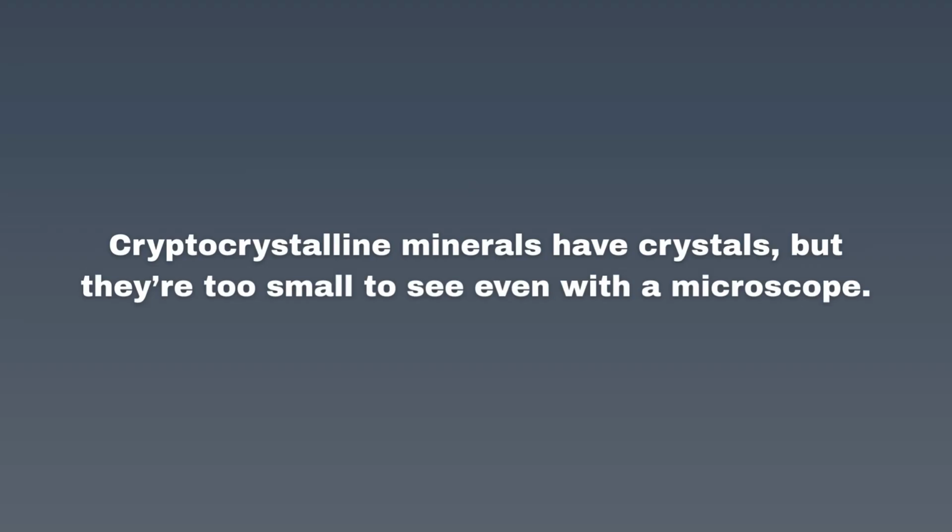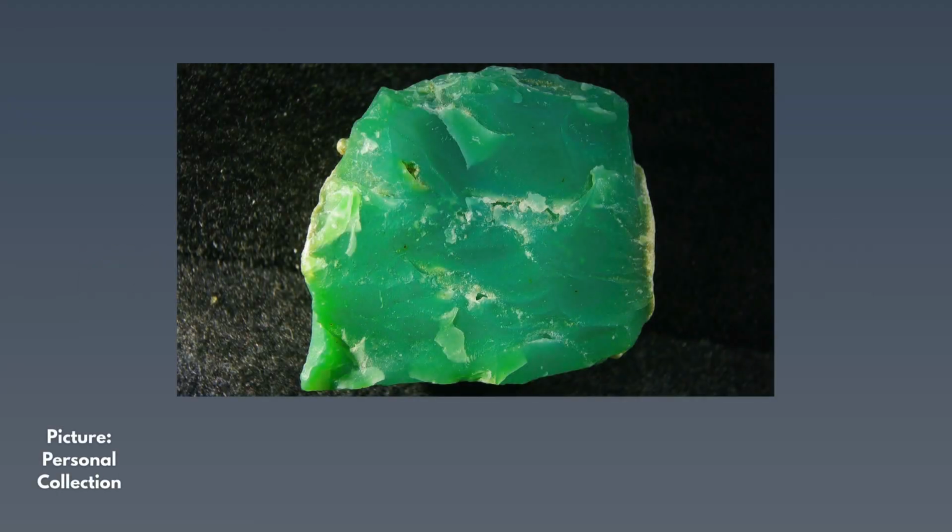Cryptocrystalline minerals have crystals, but they're too small to see even with a microscope. This is chrysoprase, which is a type of green agate. So as you can see, it's got that kind of smooth texture, but it's not totally smooth. It's kind of like fudge if you didn't melt your sugar all the way, so it's a little grainy.